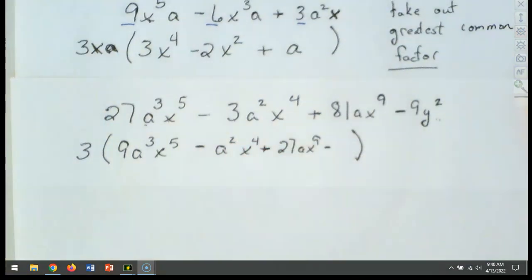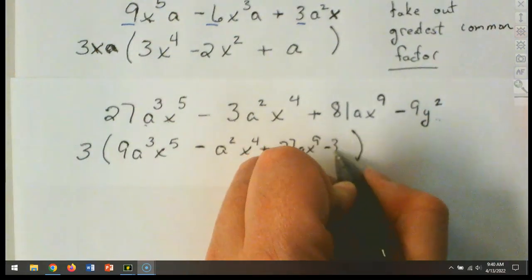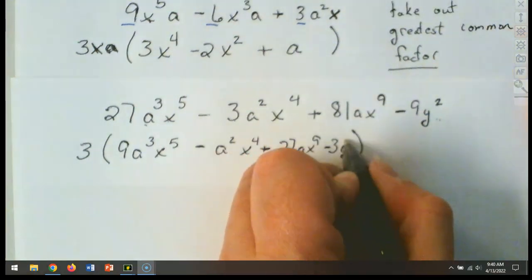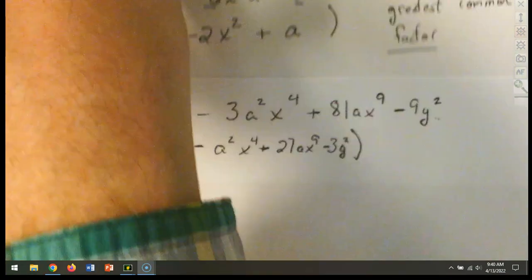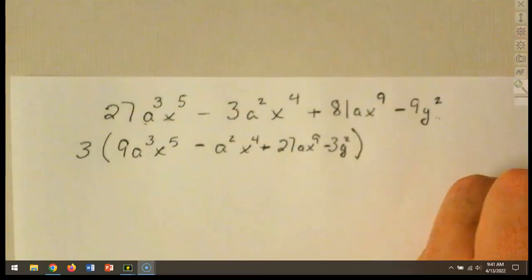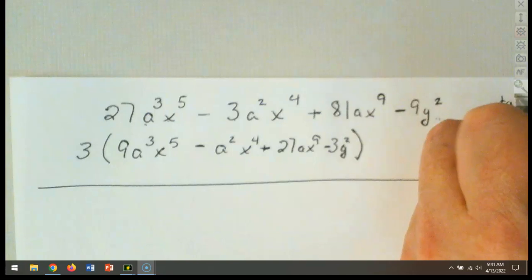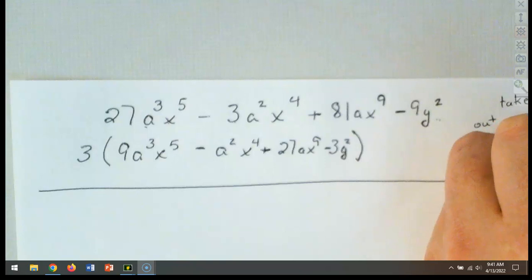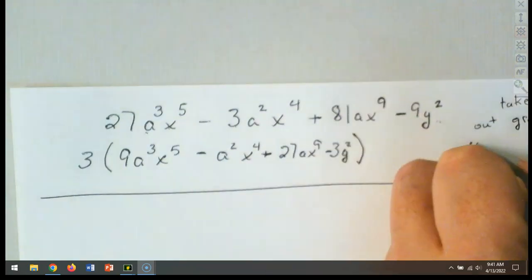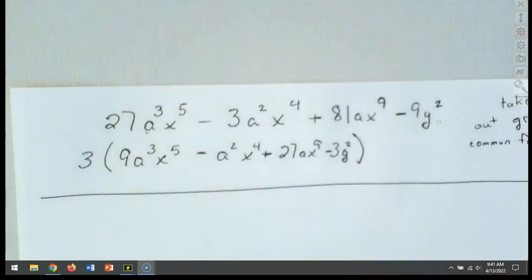And then what about the last piece here? 9 divided by 3 is a 3. Stays negative. And that's going to then be a y what? Y squared. That's it. That's all we needed to do. That was, again, taking out the greatest common factor. So that's what we did. These are all just taking out the greatest common factor. That's it.